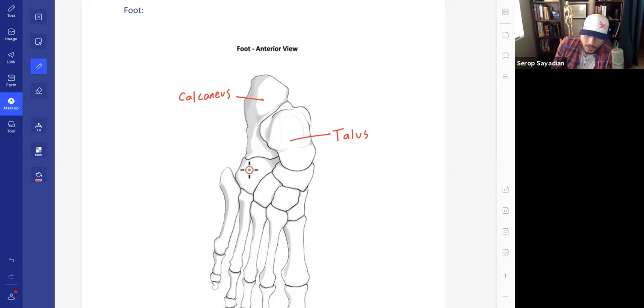There are some other tarsal bones. You don't need to identify them, but just need to know their name. Okay. You can find their names on the lab notes, but the other ones are the medial, intermediate, and lateral cuneiforms. Okay, those are these ones right here. Medial, intermediate, and lateral cuneiforms.